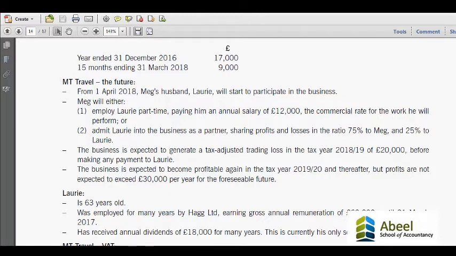The business is expected to become profitable again in the tax year 2019-20 and thereafter, but profits are not expected to exceed 30,000. Okay, let's move further.